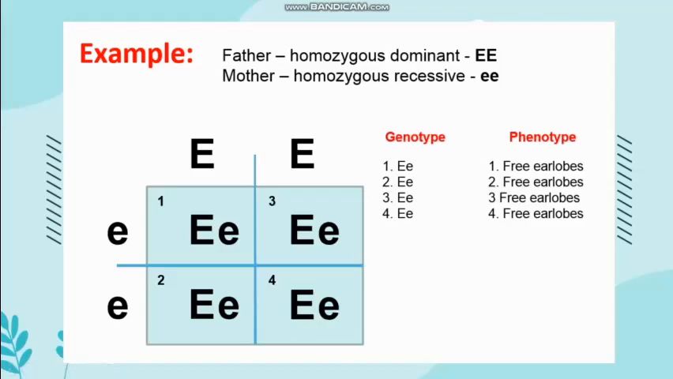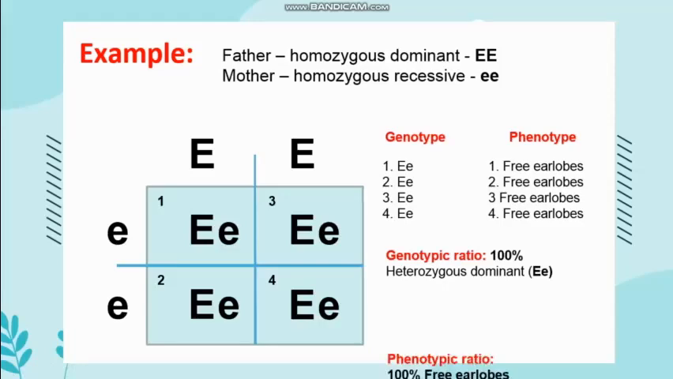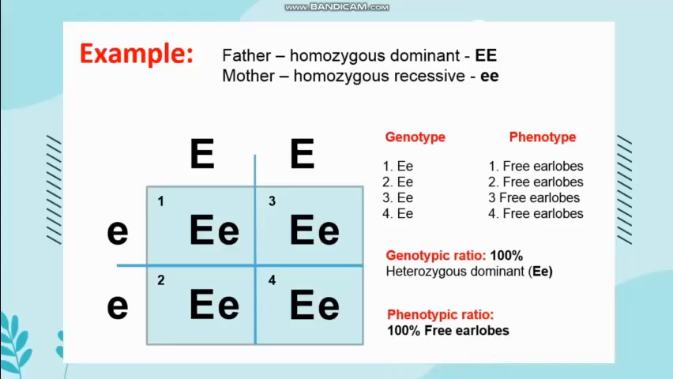To finish this identification, let us have the genotypic ratio. It is 100% heterozygous dominant. And for the phenotypic ratio, you have 100% free earlobes. So that is how you fill out the Punnett square and identify the genotype, phenotype, genotypic ratio, and the phenotypic ratio of the offspring from each parent.